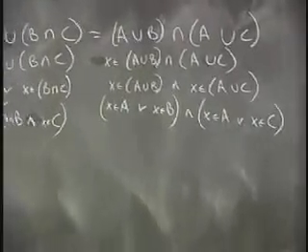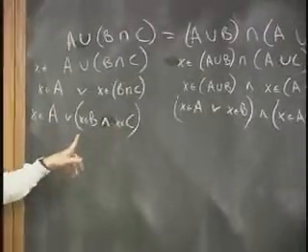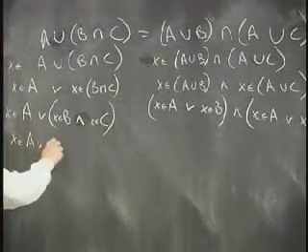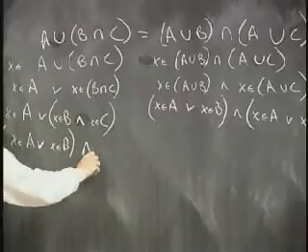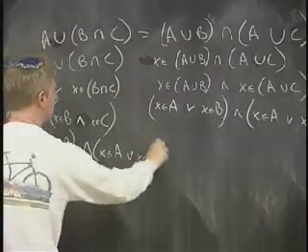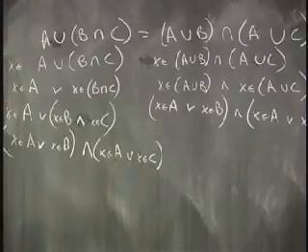Distribute out. Let's distribute this side out using or distributed over this and. We get X is an element of A, or X is an element of B, and X is an element of A, or X is an element of C. And, why? Wow, right. These two are identical. We're done.